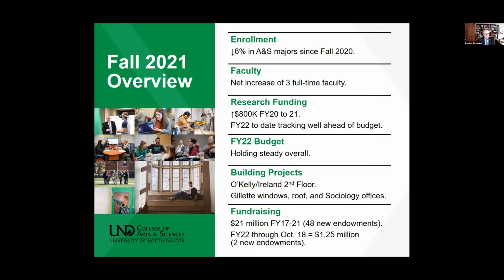Faculty, between fall 2020 and fall 2021, we had a net increase of 3 full-time faculty members. Our research funding also is trending up. That's something that we worked hard to invest in and incentivize where possible. In FY22, it looks like we're going to come in well ahead of what we budgeted for. Our overall budget for the college is holding steady, even though we have a reduced number of student credit hours. We budgeted for those things, and we look good right now for this fiscal year.